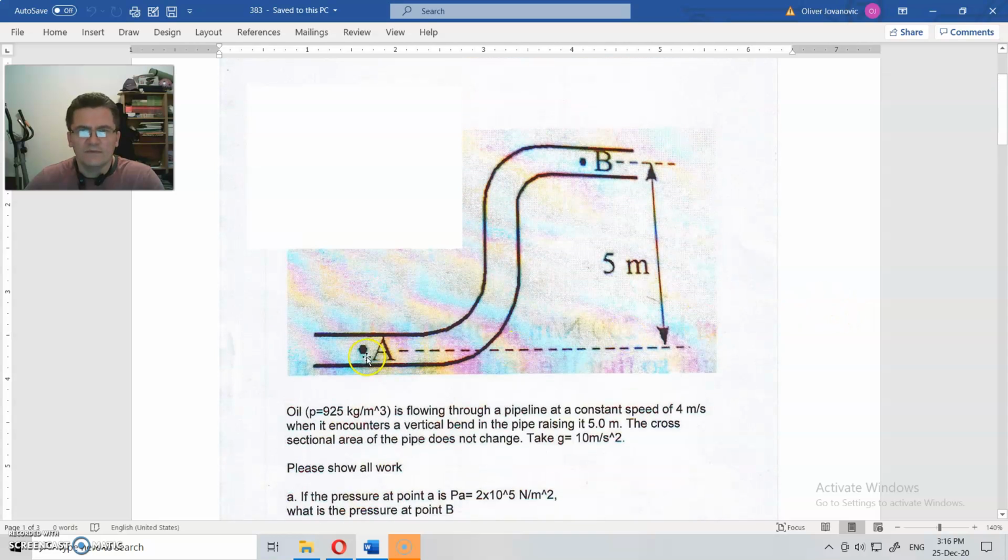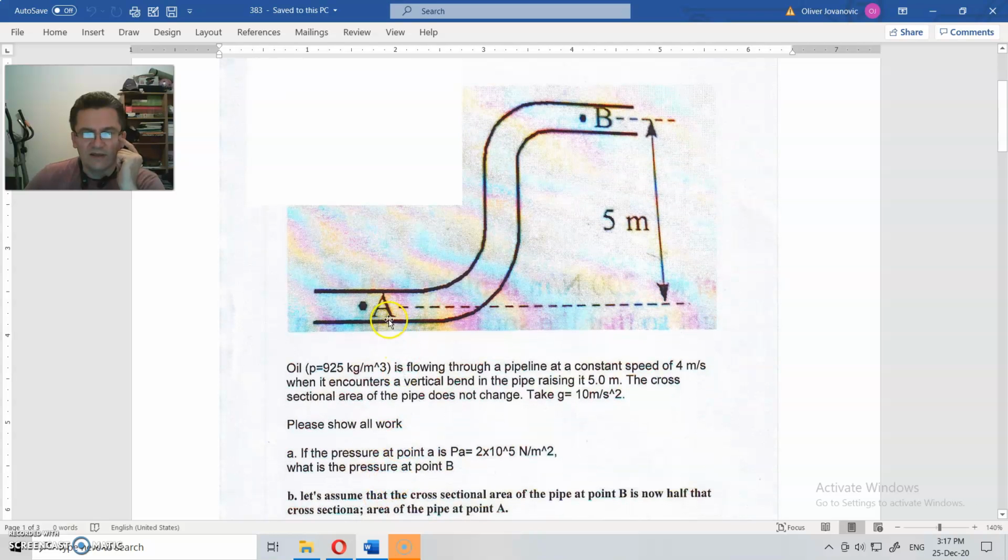Okay, what's now? Here is one pipe. Oil, this is raw, 925 kg per meter cube, is flowing through the pipeline at a constant speed of 4 meters per second. When it encounters a vertical bend in the pipe rising 5 meters, the cross-sectional area of the pipe does not change, and take g to be 10 meters per second squared.